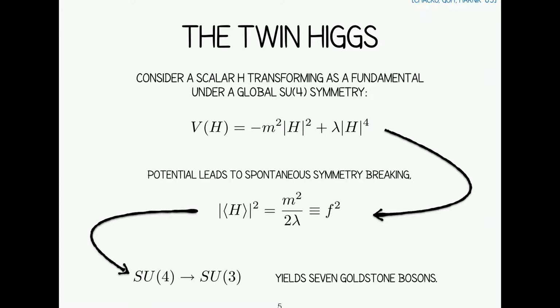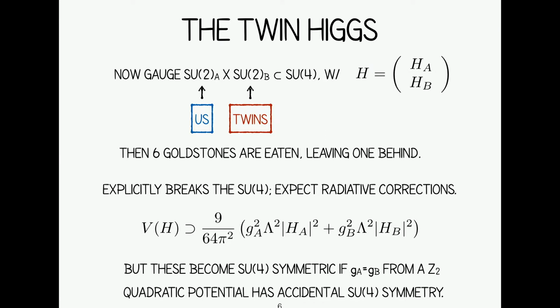So far we haven't done anything fancy. We've just broken SU4 to SU3, and we've got 7 Goldstone bosons. So let's now try to dress this up and make this a model that could be related to the weak scale. To do that, imagine as a toy model gauging an SU2 cross SU2 subgroup of the SU4. Loosely speaking, you take the SU4, identify 2 SU2 subgroups, and gauge them by introducing gauge bosons, turning on a gauge coupling, and coupling those gauge bosons to currents of the 2 SU2s. That's loosely speaking what we mean by gauging a global symmetry.